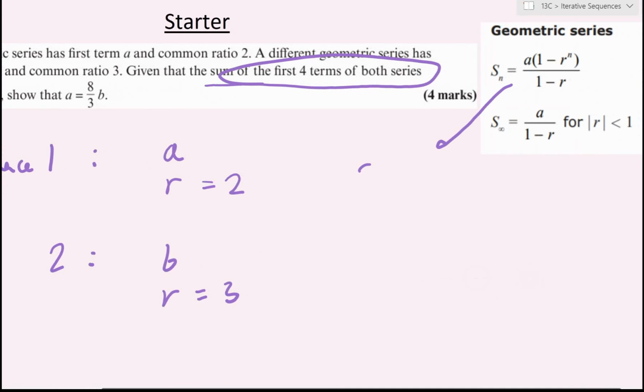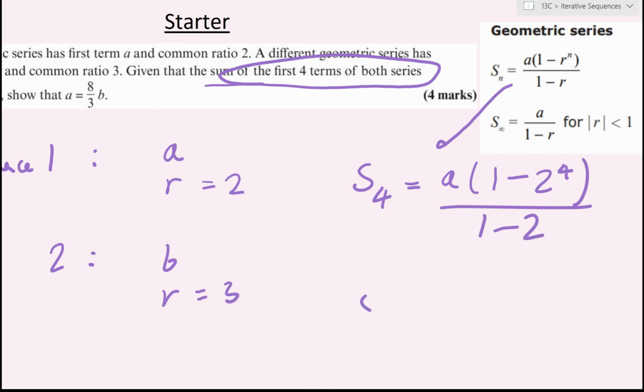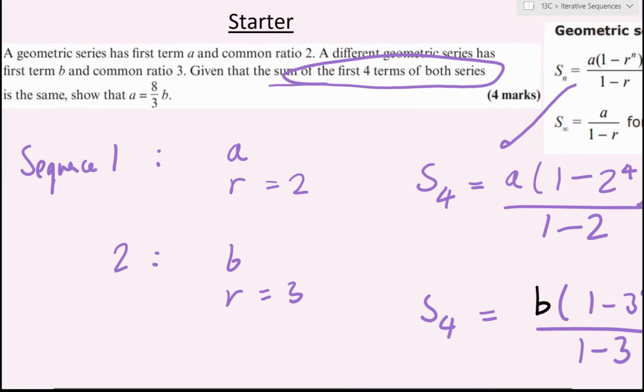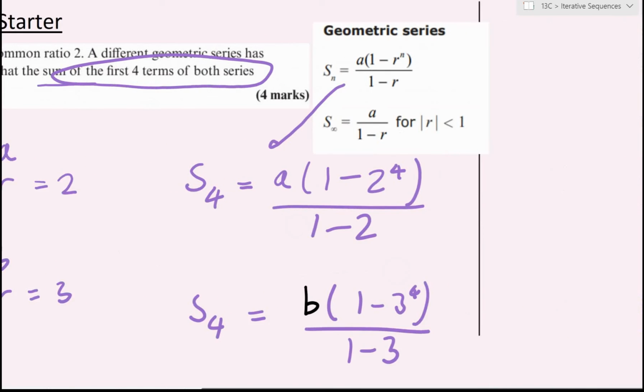So using this formula, the sum of the first 4 terms is going to be given by this. And for my other sequence, it's going to be given by this. Okay? And we know that these two things must equal each other. Oh, that should be a B, not an A. Okay, we then need to somehow get this result here.